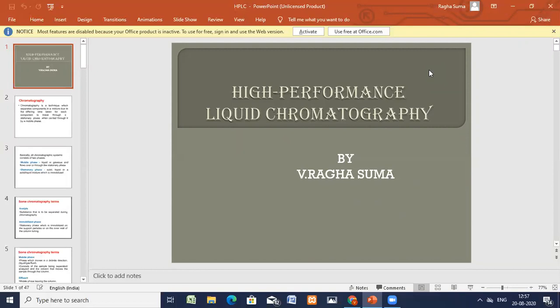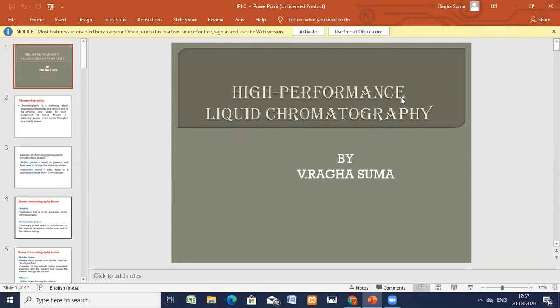And if the column cross section is 1 centimeter squared, that will be equal to a linear flow of less than 0.02 centimeter per second. So how this high pressure liquid chromatography is carried out, we'll see in detail. This is a new technique, high performance liquid chromatography, generally called HPLC, developed as a versatile technique to meet present needs.